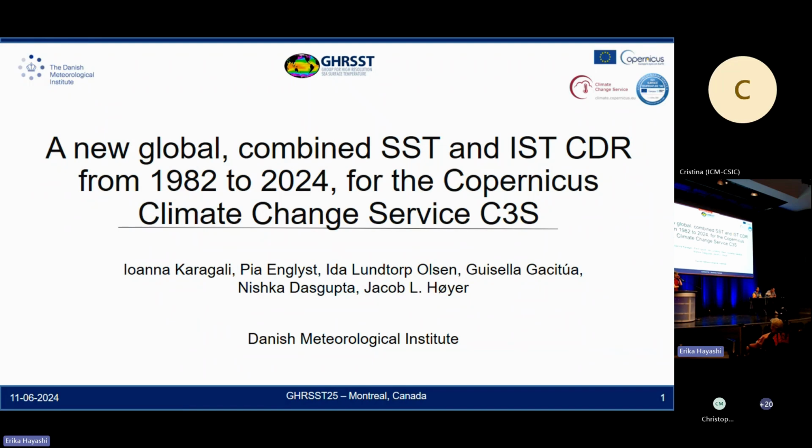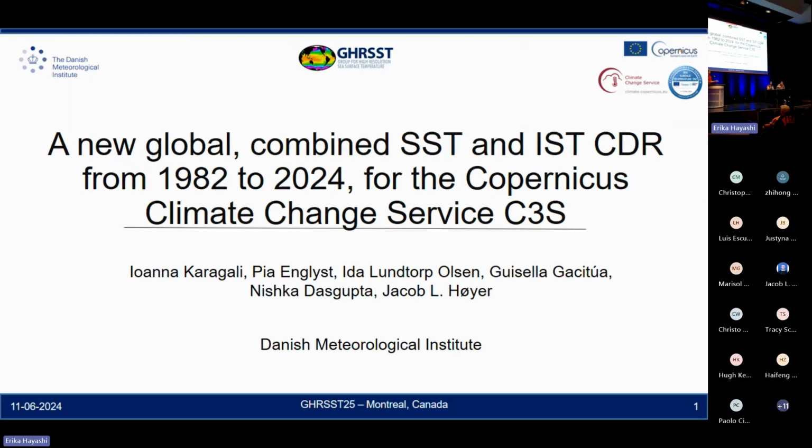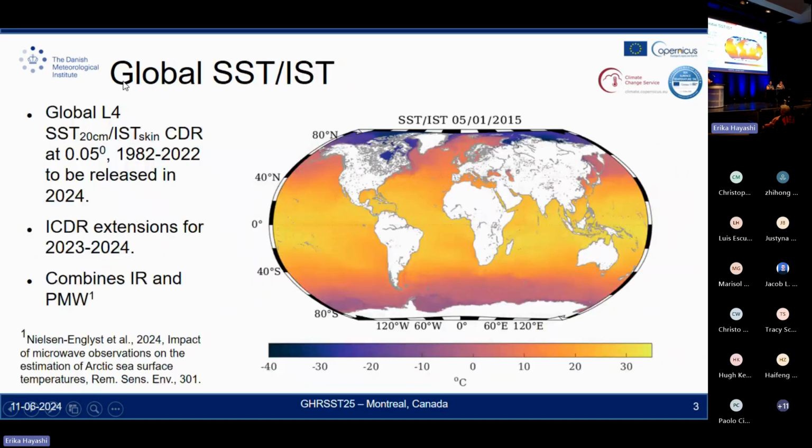But within that framework, we actually decided to enlarge the task and provide something new and unique, which is a combined sea surface temperature and ice surface temperature CDR, global. It's not there yet, but you will hear about that further on. So, as I mentioned, the combined effort from a lot of us at DMI, and I will quickly go to the next slide.